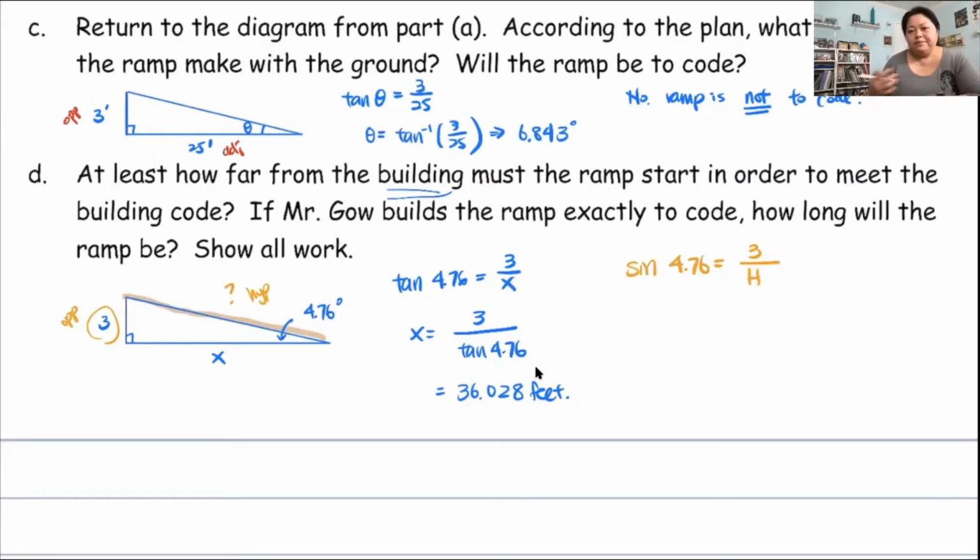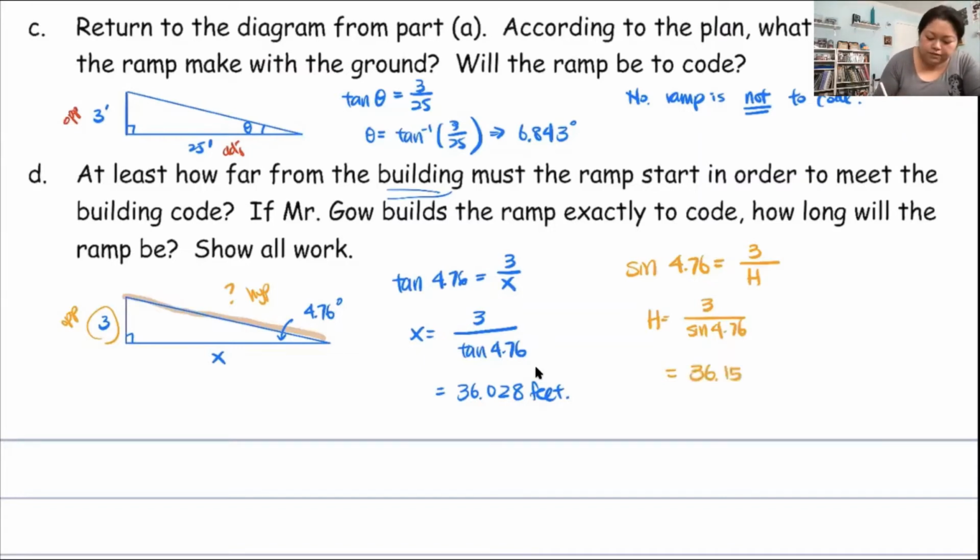versus tangent, which is using opposite and adjacent. All right, so now my variable is on the denominator again, so I'm going to swap them around so that I get h equals 3 over sine 4.76. Okay, now let's punch that in the calculator. Again, we're not using inverses. We're just going to use our regular trig ratios. Punch that in, and that's going to give us 36.15.